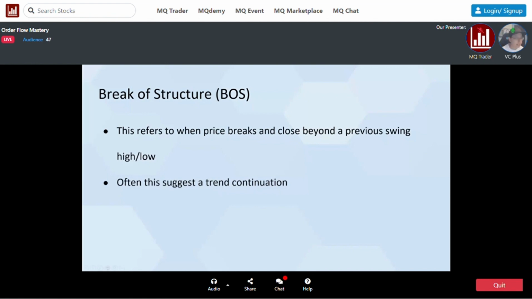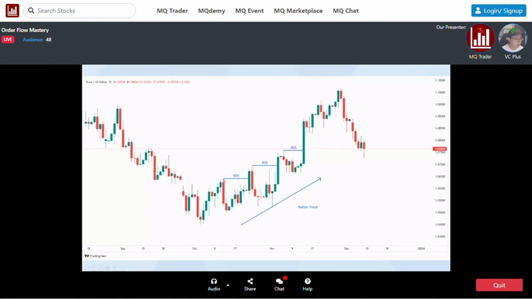And this often suggests a trend continuation. Of course, if the market is going up, we get a candle which breaks and closes above the previous high, then that's a bullish market structure. If it's the opposite, where we get a candle coming down, break and close below it, then we have a bearish market structure. To show you some examples, you can see over here, we have a swing high, the market pulls back, it goes back up, the candle breaks and closes above that swing high, bullish market structure. It pulls back, it continues to have another candle break and close above that high, bullish market structure.